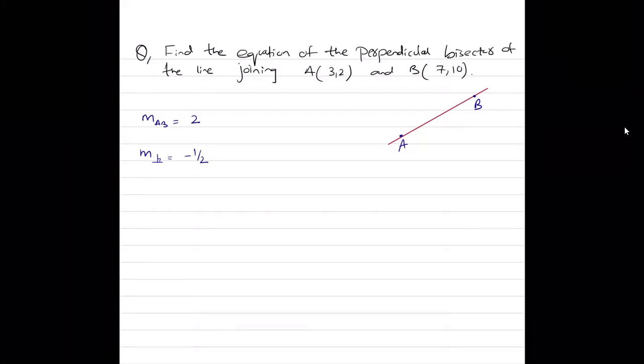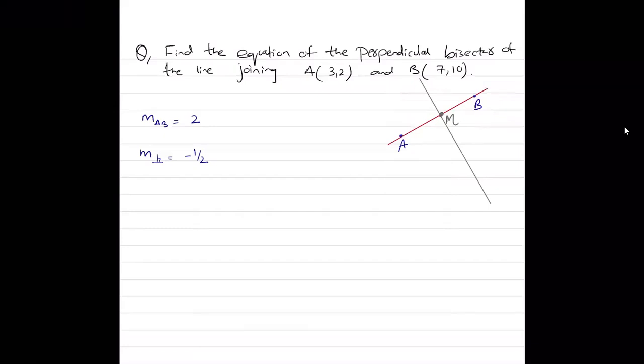Now it's a perpendicular bisector. There's a difference between just a perpendicular line and a perpendicular bisector. The line that I just drew is a perpendicular line. A line segment can have many perpendicular lines, but there is only one line that is going to be called the perpendicular bisector, and that line must pass through the midpoint.